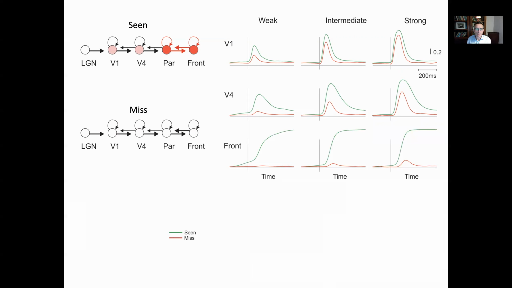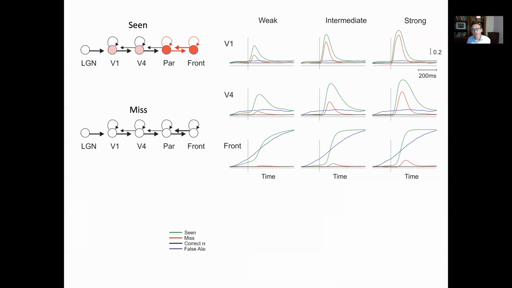And in the frontal cortex of the model, because it's part of these two areas that together determine the reverberant activity, the persistent activity, if it reaches a certain minimal threshold, then activity will become persistent. That's what you see here. And on the strong trials that are eventually missed, there is a certain level of activity that reaches the frontal cortex, but it's simply not enough to trigger ignition.